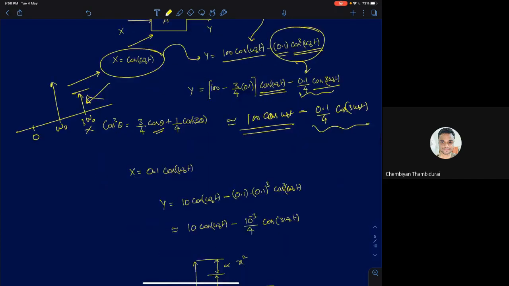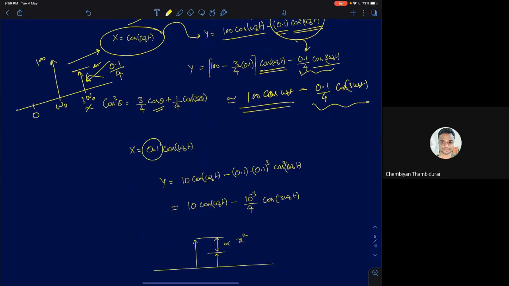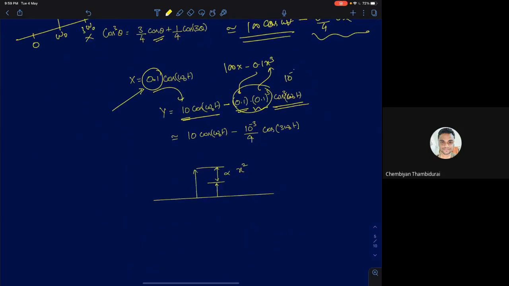Now I'm just going to show how this nonlinearity behaves. Right now the amplitude here is 100 and this amplitude here is 0.1 by 4. Now I'm going to feed a sine wave of amplitude 1/10 of what it was previously, an amplitude of 0.1. The characteristic is 100x minus 0.1 x cube. So if you feed it, what I'm going to get is 100 times 0.1, so 10 cos omega naught t, minus 0.1 into 0.1 whole cube, that is 0.1 into x cube where x is 0.1, times cos cube omega naught t. So this term here becomes 10 power minus 3 by 4 times cos 3 omega naught t.